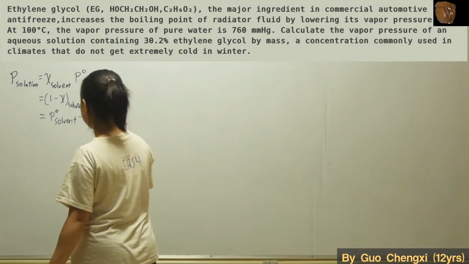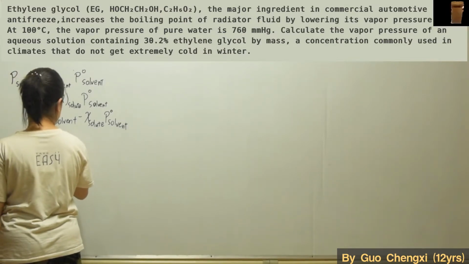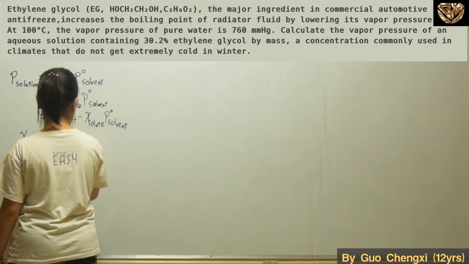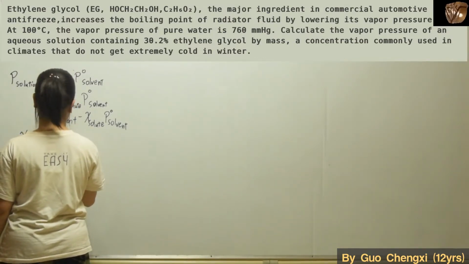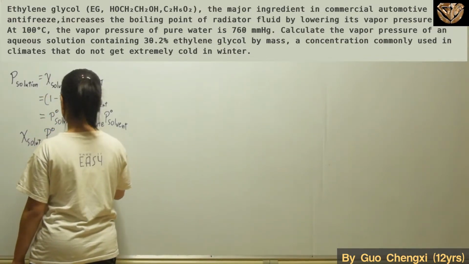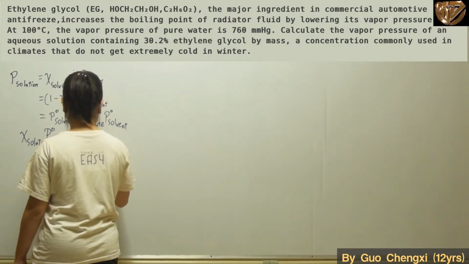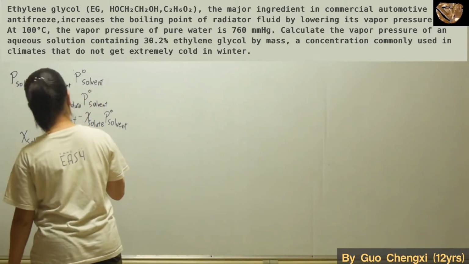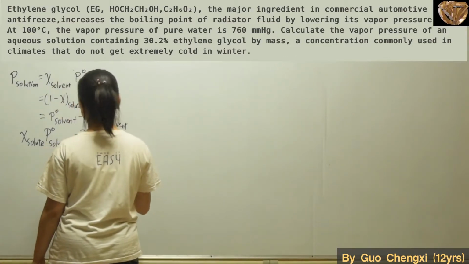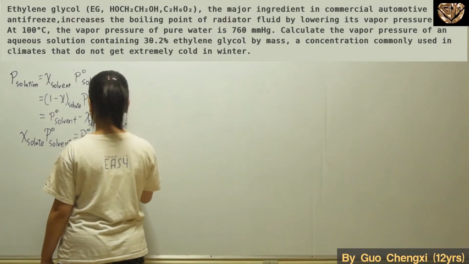So in other words, chi solute times the pressure of the pure solvent vapor is equal to the pressure of the pure solvent vapor, subtracted by the pressure of the solvent vapor above the solution.